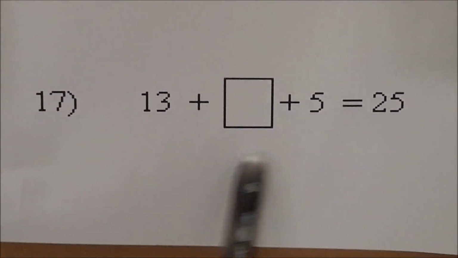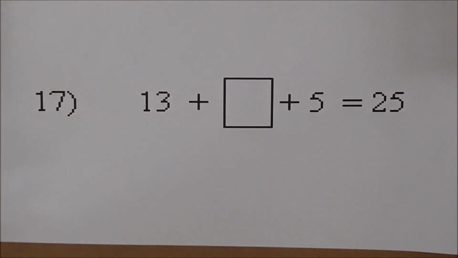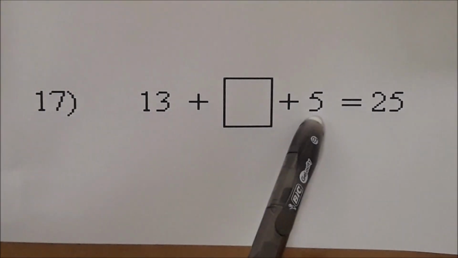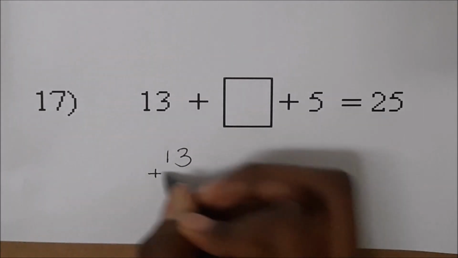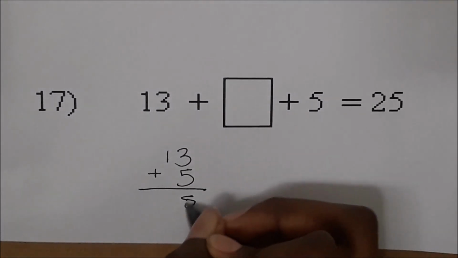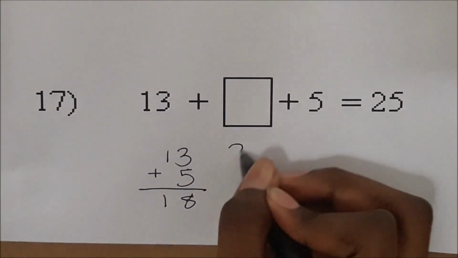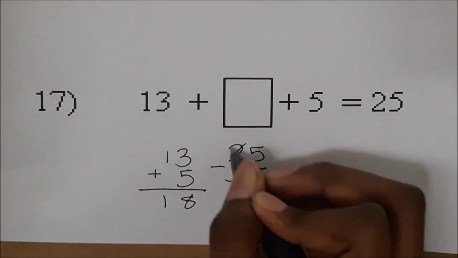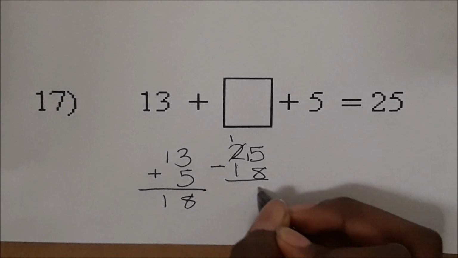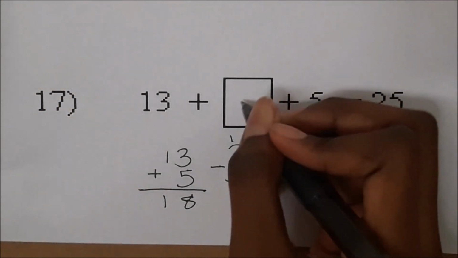13 plus blank plus 5 equals 25. So 13 plus a number plus 5 is 25. How are we going to work it? We add up 13 and 5. Add them for me first. 13 plus 5 is 18. Then? Subtract it from 25. Okay. You're renaming. 7. So you get 7. So put 7 in the box.